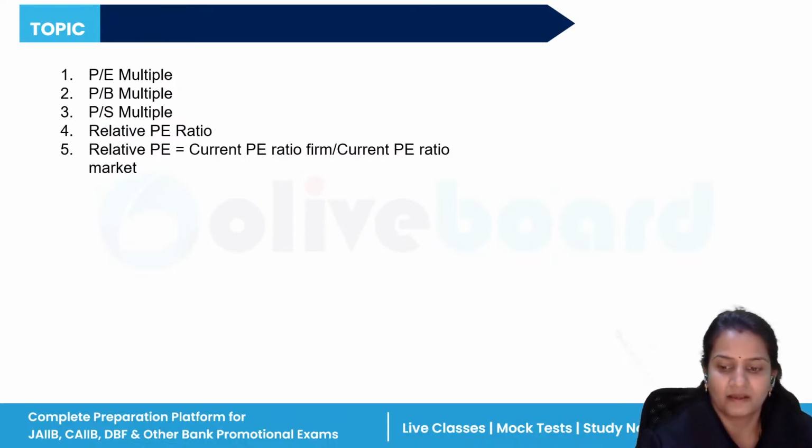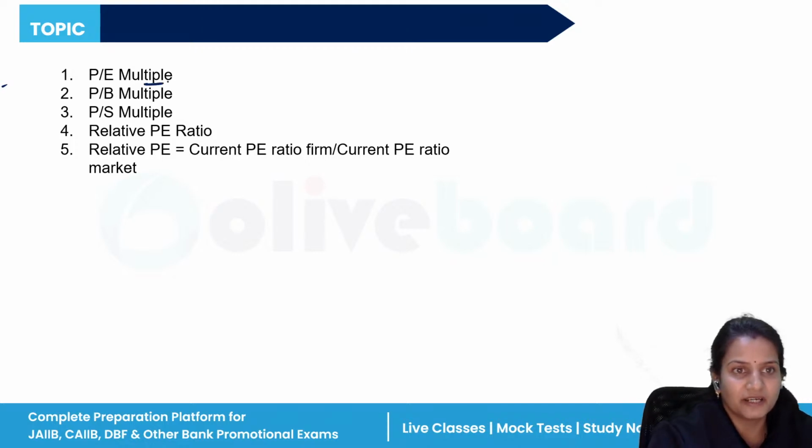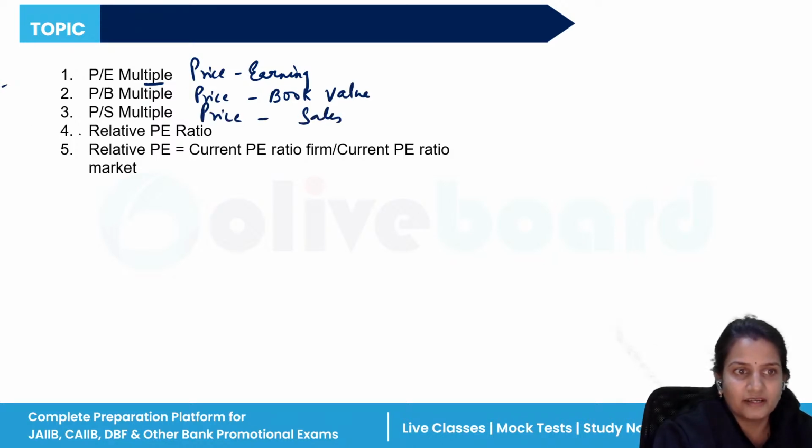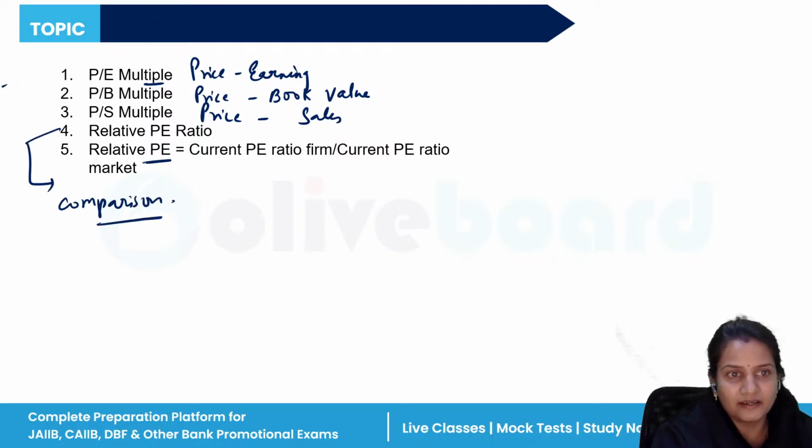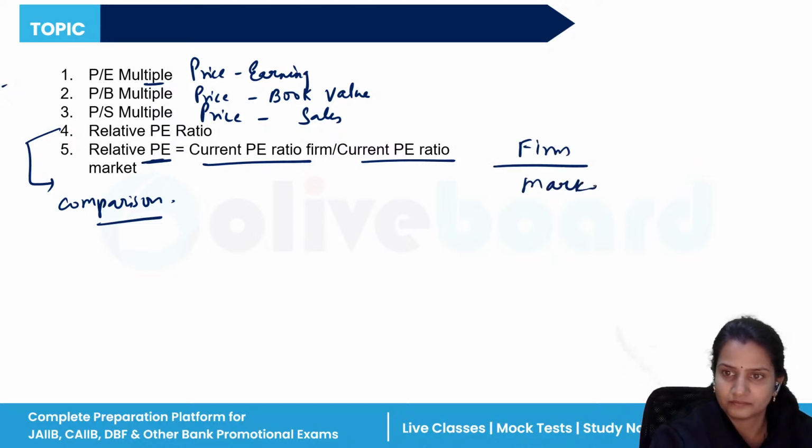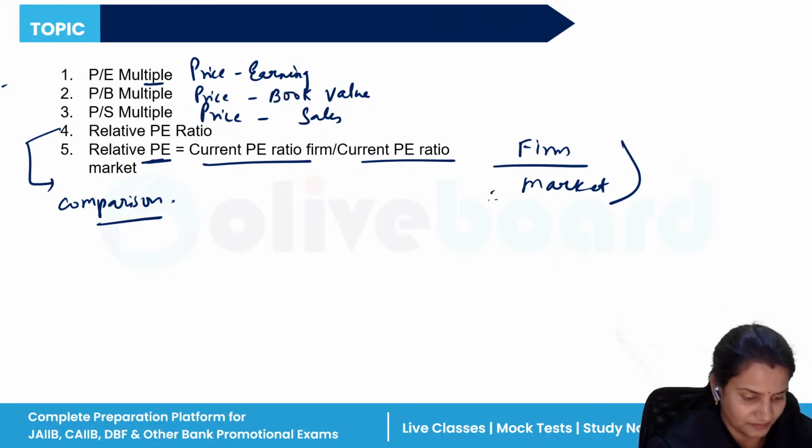Now, what is the equity valuation model? It also includes the multiples valuation models, that is the PE multiple. PE, what? Price earnings multiple. PB, price book value multiple. PS stands for price sales multiple. The relative PE ratio is what? The comparison, which we have just done. Relative PE is the current PE ratio of the firm upon the current PE ratio of the market. So this is the equity valuation models.